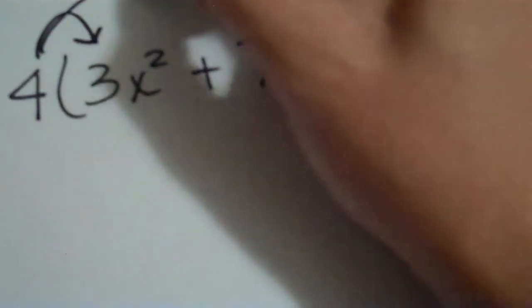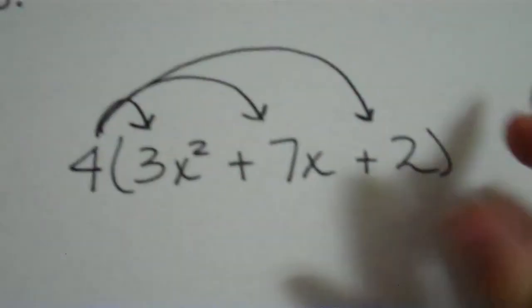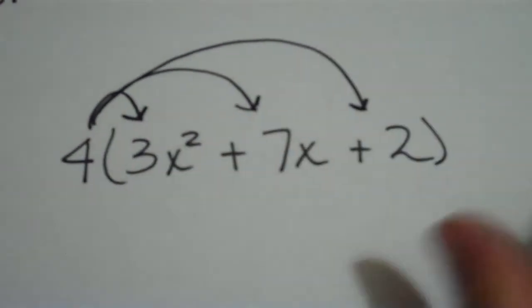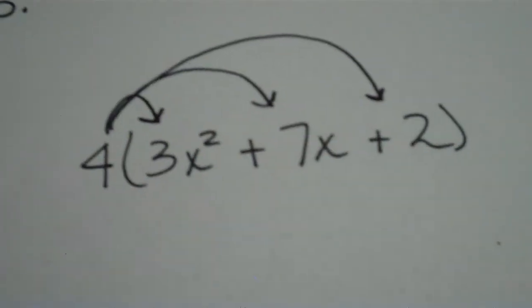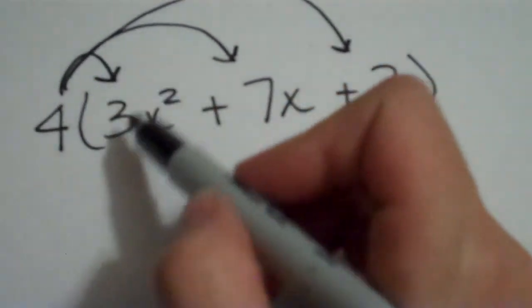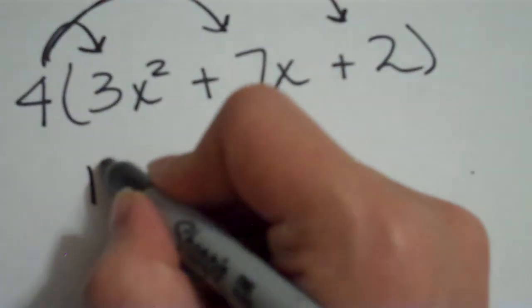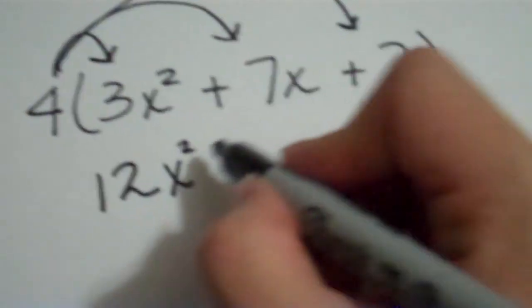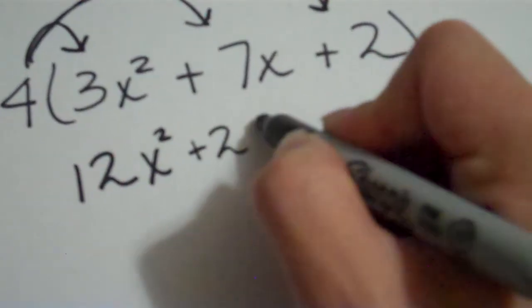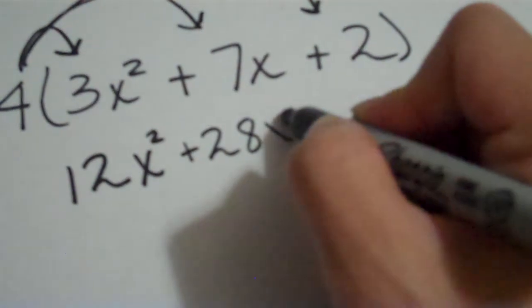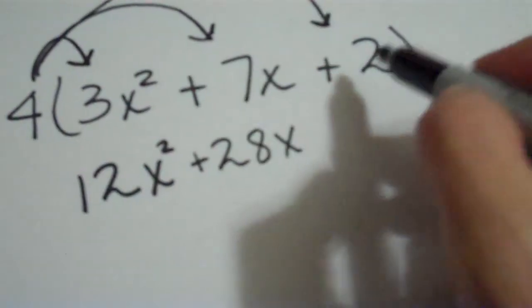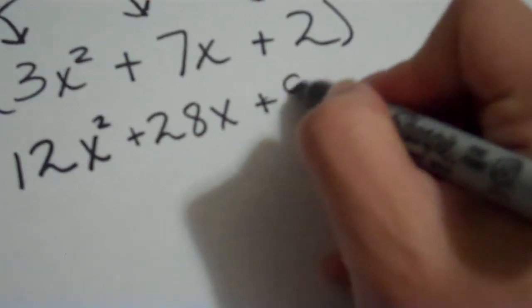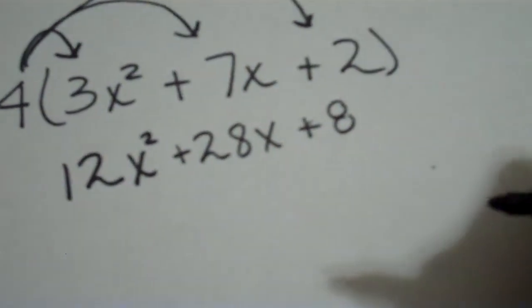The 4 is right beside the parentheses, and side by side means multiplied. So all we're going to do is multiply. So you're going to draw arrows to each of those numbers, and all we're going to do is multiply. And you can use your calculator, but I'm going to go ahead and tell you. 4 times a positive 3 is just a positive 12. Okay? And then this x squared stuff just comes down. 4 times a positive 7 is a positive 28. And this x comes down. 4 times a positive 2 is just a positive 8. And there is no x, so it just stays there.